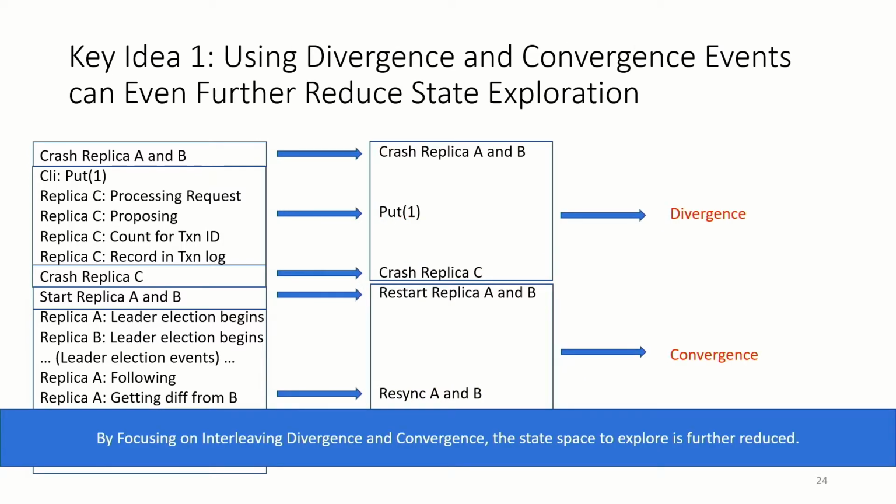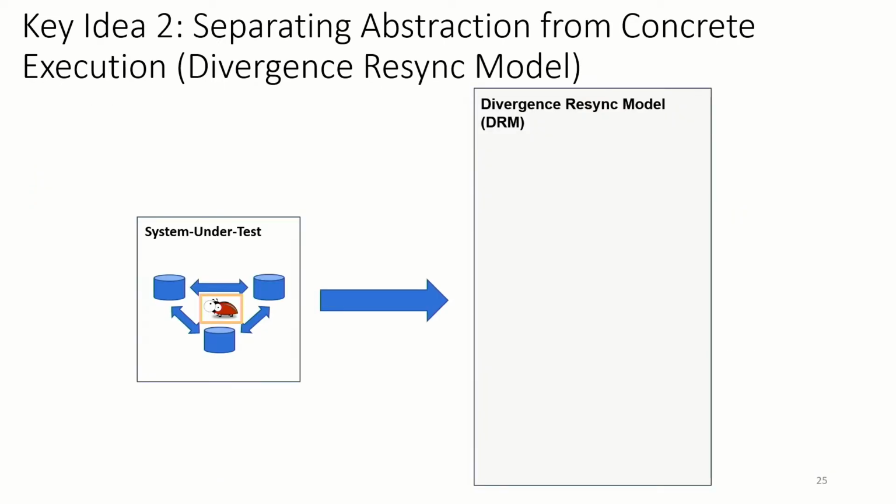We further can reduce these steps into divergence and convergence. By focusing on exploring various interleavings of divergence and convergence, we can reduce the state space explored significantly more. And we also separate abstraction from the concrete execution. We developed the Divergence Resync model for that.